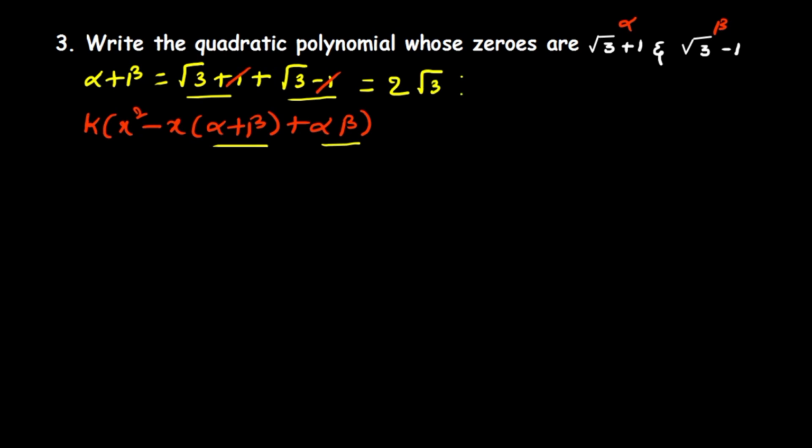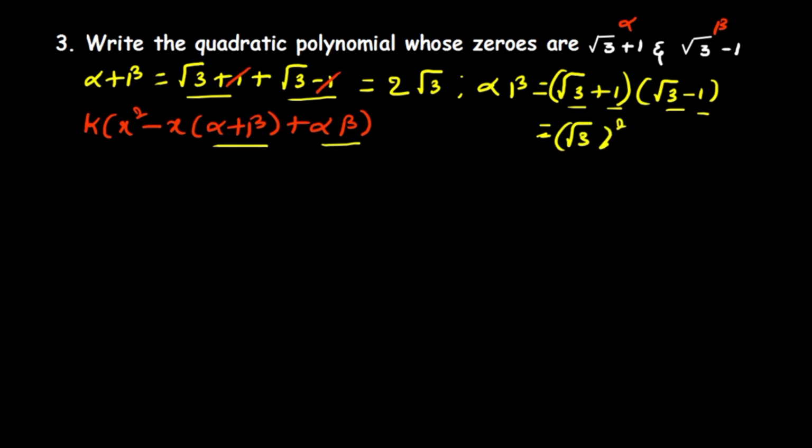Similarly alpha into beta: this alpha into beta is √3 plus 1 into √3 minus 1. So this is the a plus b into a minus b form, right? So a plus b into a minus b we write as a square minus b square. So the square and root get cancelled, then we have 3 minus 1 equal to 2. Yes, this 2 belongs to alpha into beta, that is the product of the zeros.